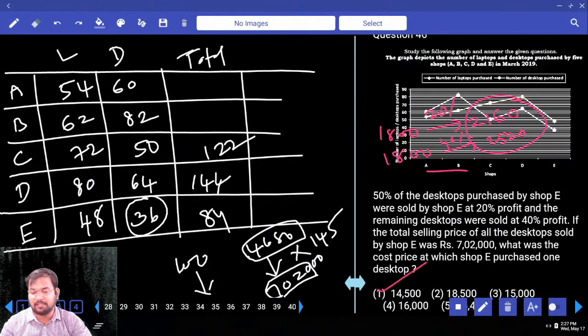So your answer is what? 14,500. Less than 15 times. Less than 15 times. Are you clear? So less than 15 times, which option is there?